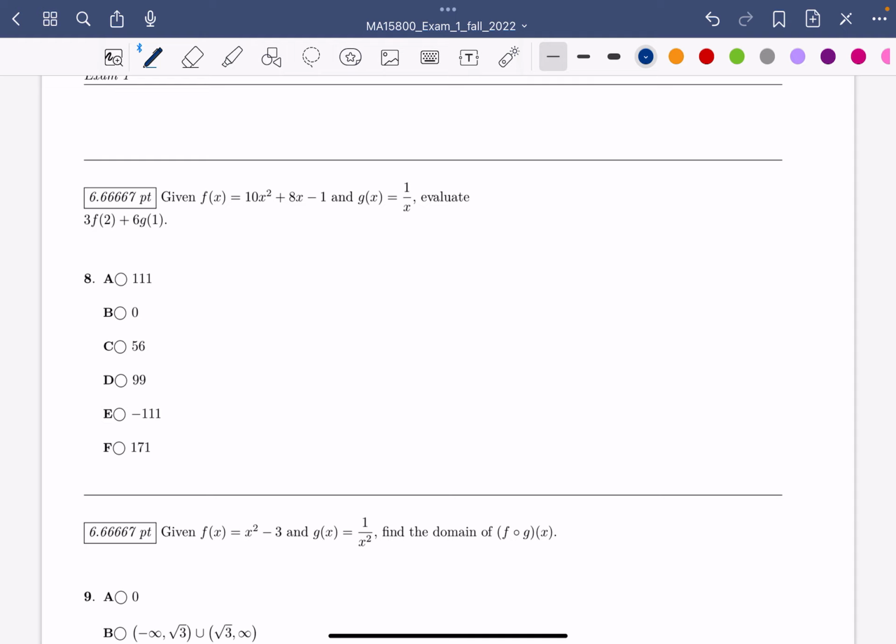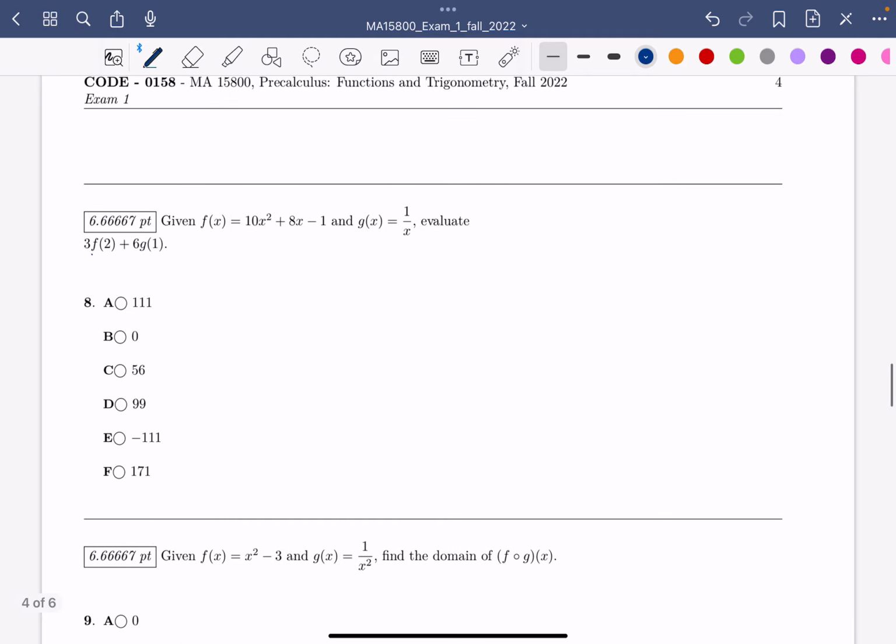Number 8. Given f of x equals 10x squared plus 8x minus 1 and g of x equaling 1 over x, evaluate 3f of 2 plus 6g of 1. So what I'm going to do first is actually find these quantities right here, this f of 2 and this g of 1. So we just need to plug in 2 into this f of x equation and 1 into this g of x equation.